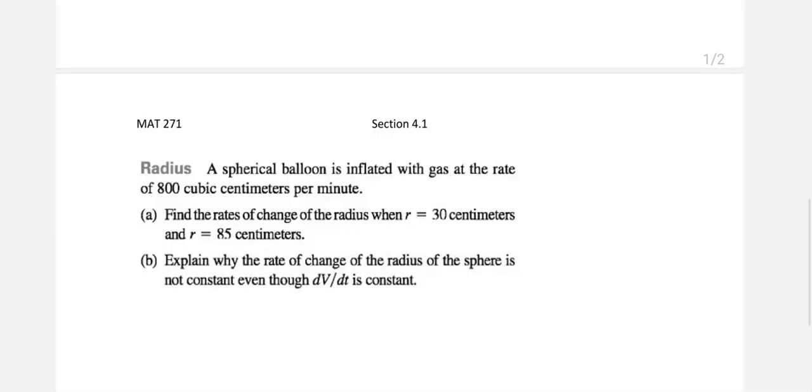Let's look at the next one. A spherical balloon is inflated with gas at a rate of 800 cubic centimeters per minute. So that's the change in the volume with respect to time. It's asking us to find the rate of change of the radius when r is equal to 30, and then again when r is equal to 85. So we're looking for dr over dt.